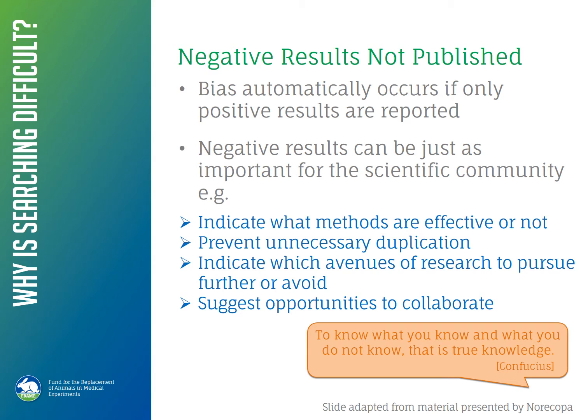Another reason why searching can be difficult is that negative results are very rarely published, and bias automatically occurs if only positive results are reported. Negative results can be just as important for the scientific community because they can indicate what methods are effective or not, they can prevent unnecessary duplication, they can indicate which avenues of research to pursue further or avoid, and they can suggest opportunities to collaborate.